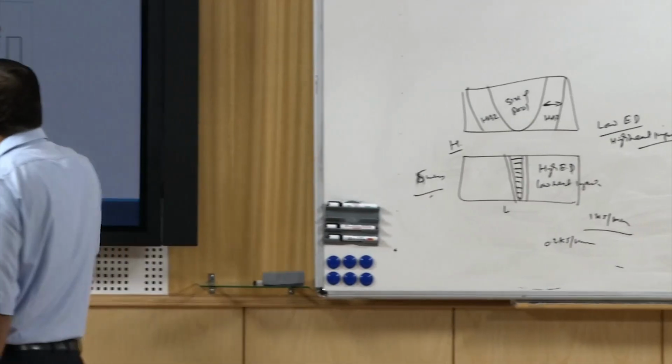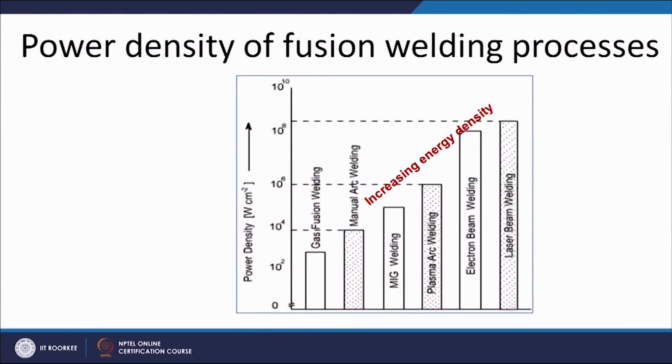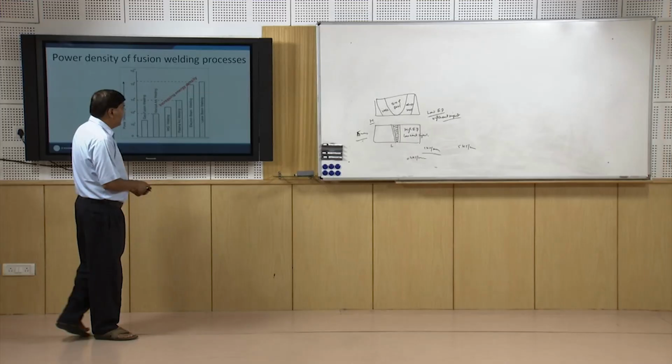If the same thing can be seen here, like gas welding is about 10 to the power 3 watt per centimeter square, for manual metal arc welding 10 to the power 4 watt per centimeter square, for MIG welding 10 to the power 5, for plasma 10 to the power 6, for electron beam roughly about 10 to the power 7 or 10 to the power 8 for the laser beam welding process. So, these are in ascending order of the increasing energy density.